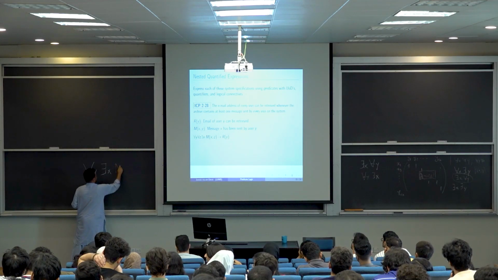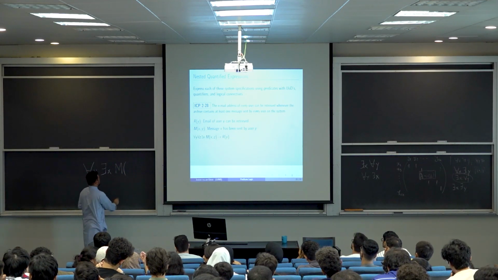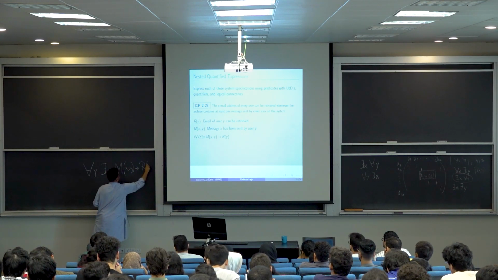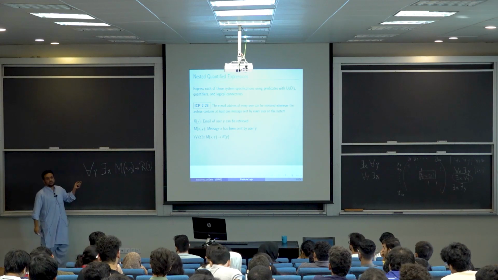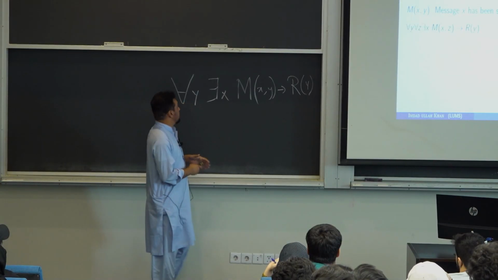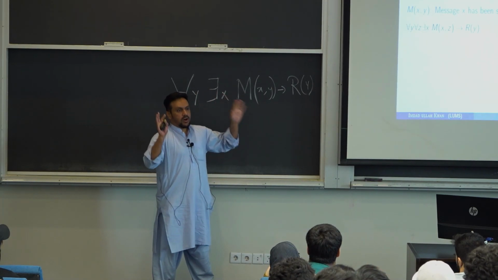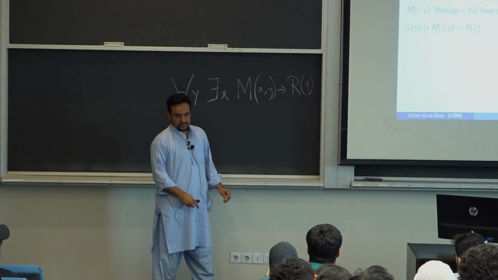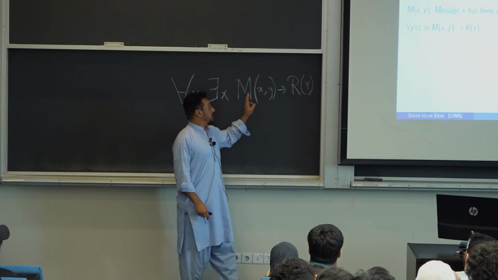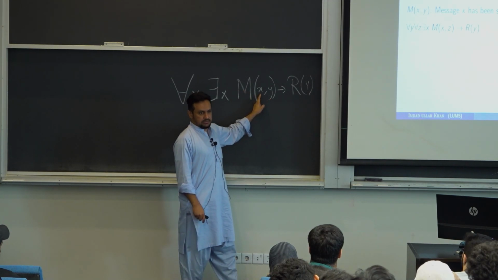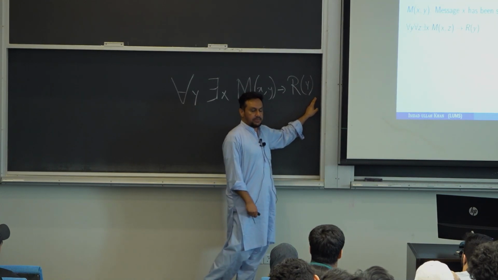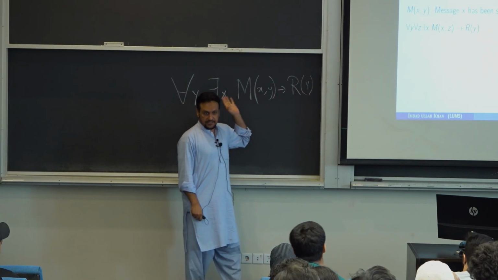Can everybody read this? Translate this statement into English. You know what is M, you know what is R. Translate this into English quickly. For every user Y, the following is true. If that user has sent any message, then I can retrieve that fixed user's email address. Email. This is what this statement says, right?